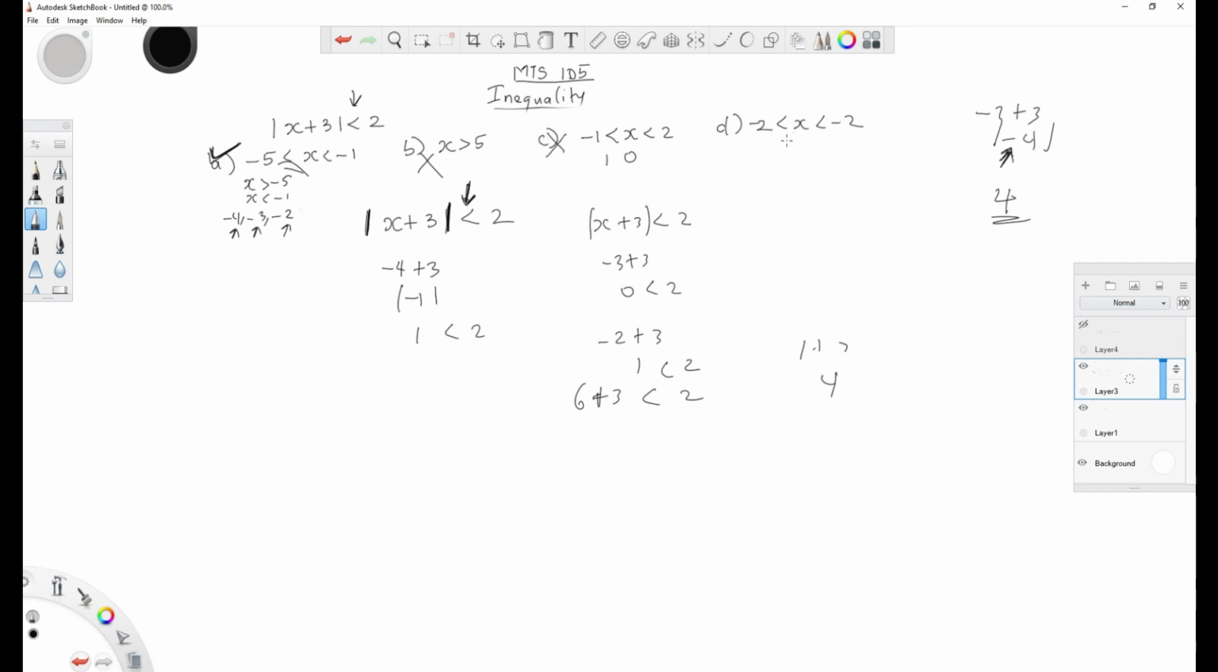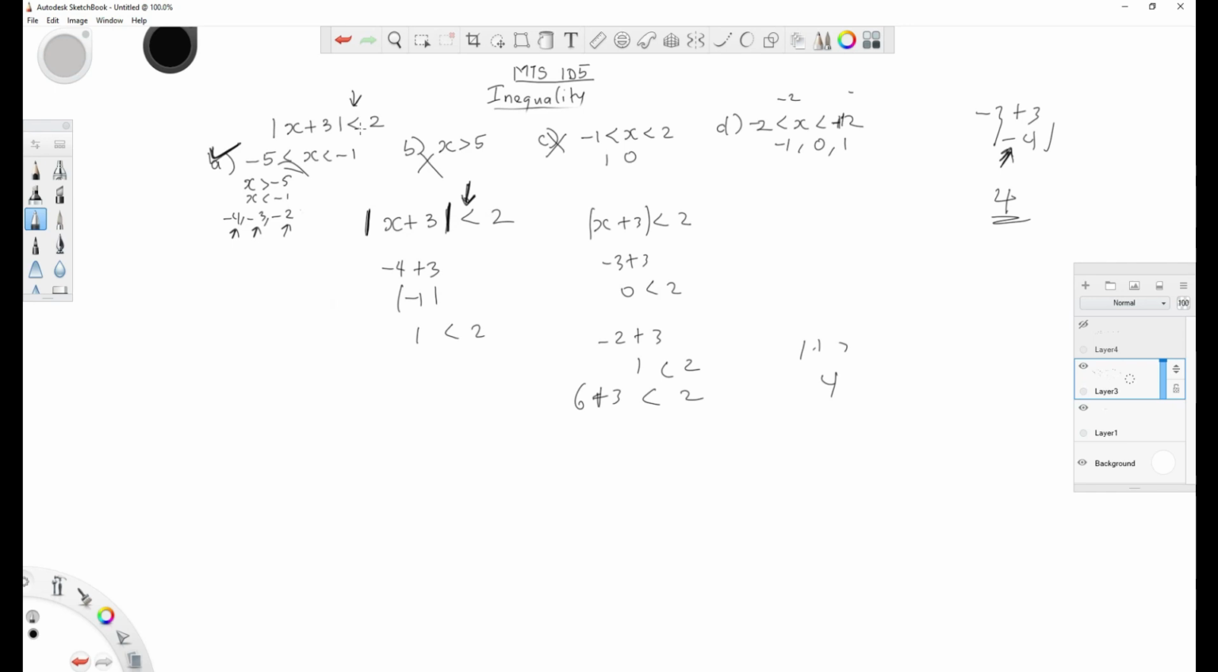Now this one is the range. It ranges from minus 2 to plus 2. Sorry, so that's minus 1, 0, 1. And this one also doesn't fulfill the condition. Let's not bother wasting time. It doesn't fulfill any condition. So basically the answer is A, and that's how you do it in inequalities. Just pick the options. Anyone that fulfills that condition is the answer.